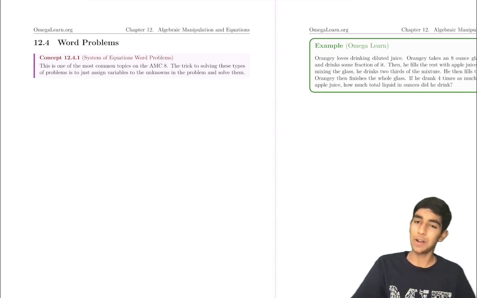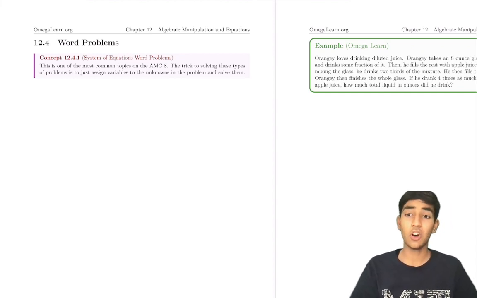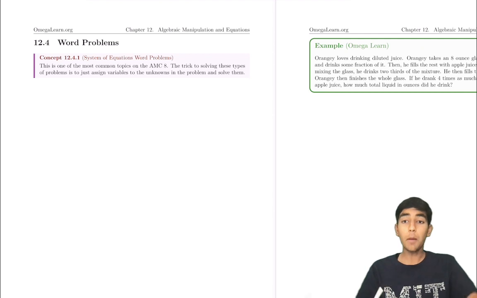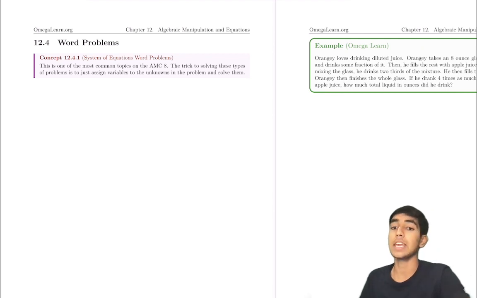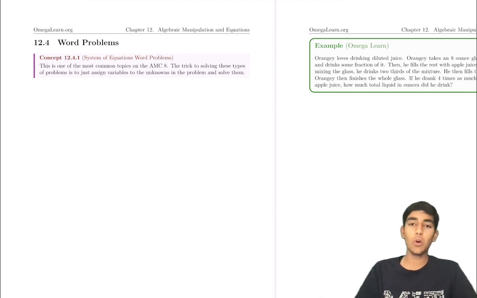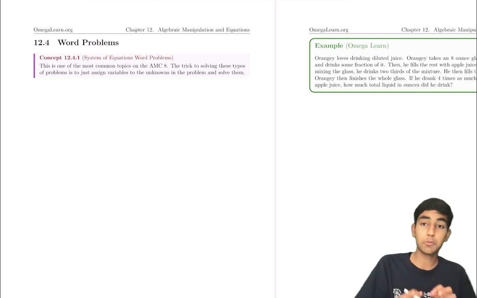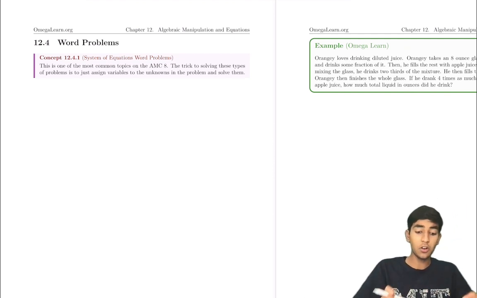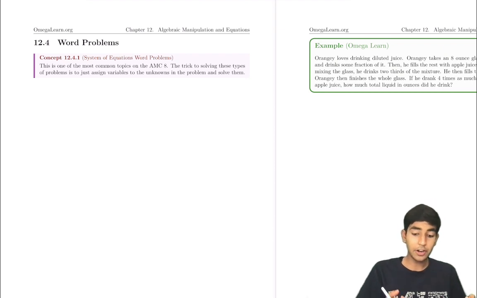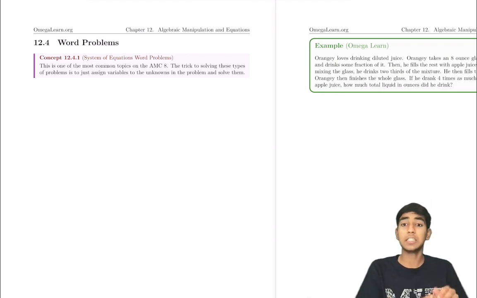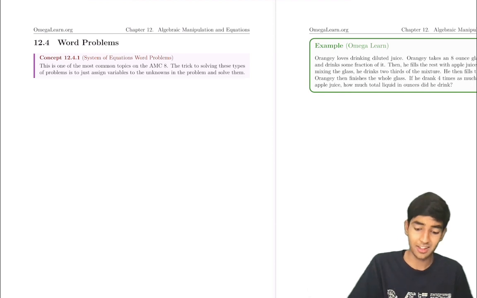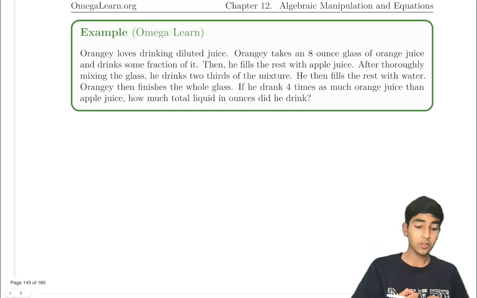Being able to extract equations from a tricky scenario is the most common and important topic on the AMC 8. Let's explore how we can approach them. The trick to solving these types of problems is to figure out the unknowns and assign variables to them. But this is much easier said than done. So let's view some examples.